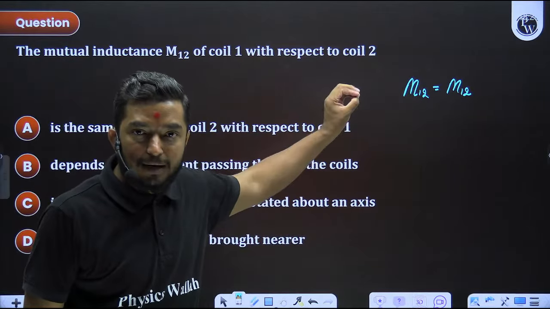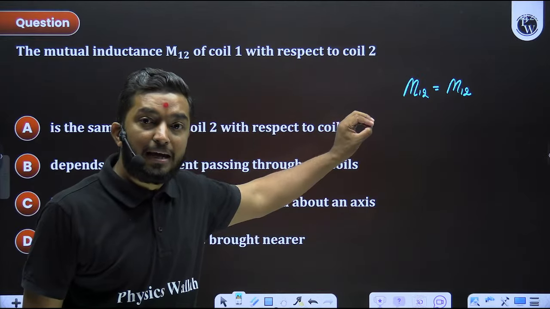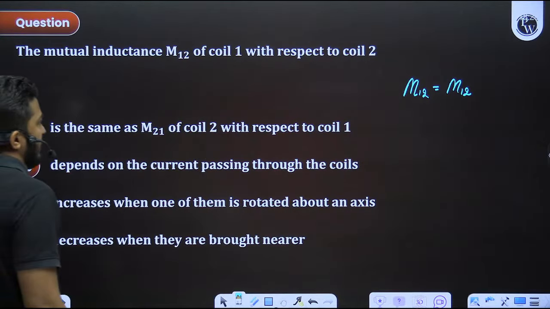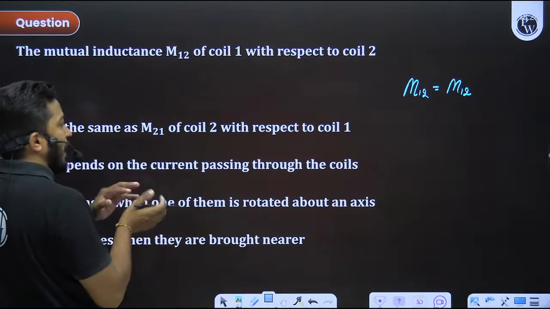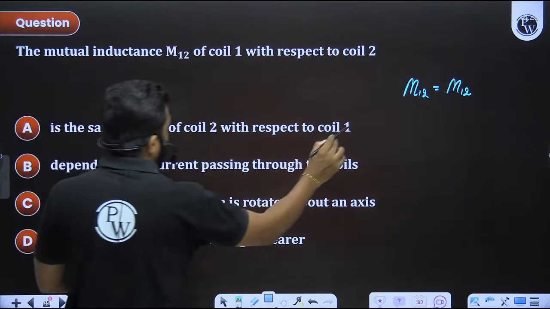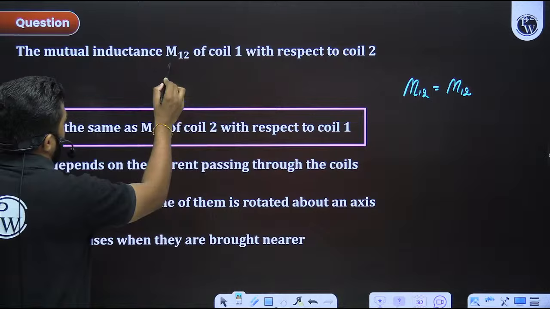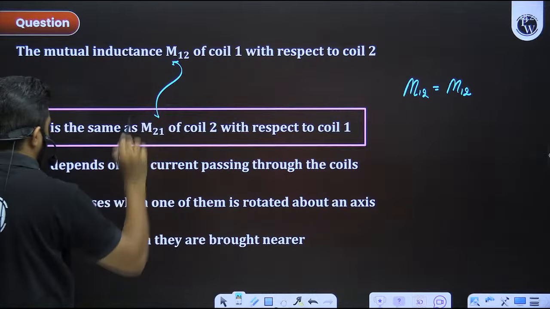And you can apply this fundamental for any of the combination. Just keep in mind, by the reciprocity theorem, the value of M12 and M21 both are the same. So option A is the perfect one, as M12 and M21 both have the same value.